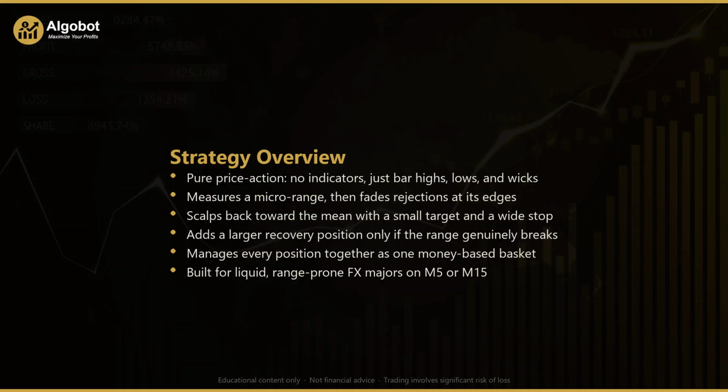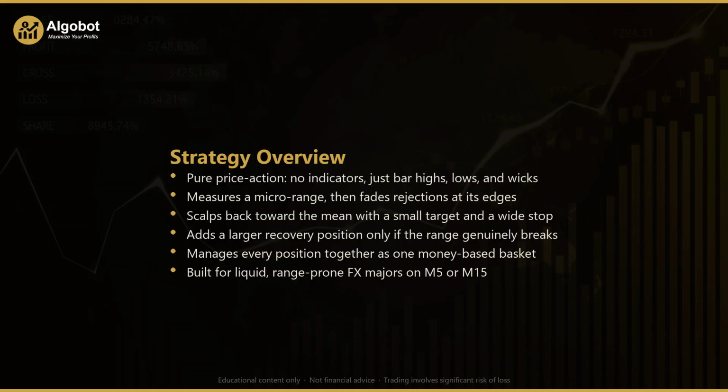The natural home for this approach is a liquid, range-prone foreign exchange major, such as Euro US dollar or Australian dollar US dollar, on a 5-minute or 15-minute chart. Those are the conditions where boundary rejections happen often and where a quiet range can persist for hours.